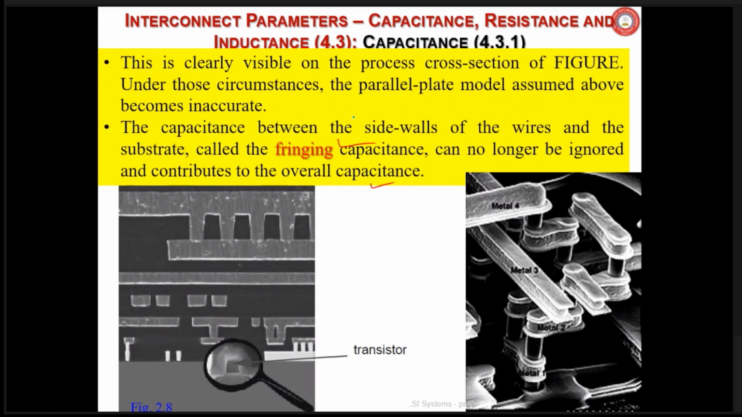This is clearly visible on the process cross section of the figure. Under those circumstances, the parallel plate model assumed above becomes inaccurate. We were discussing that wire capacitance can be considered as parallel plate capacitance, but that may not always be possible because you see its dimension has been reduced a lot. And another kind of capacitance is going to come into effect, that is fringe capacitance.